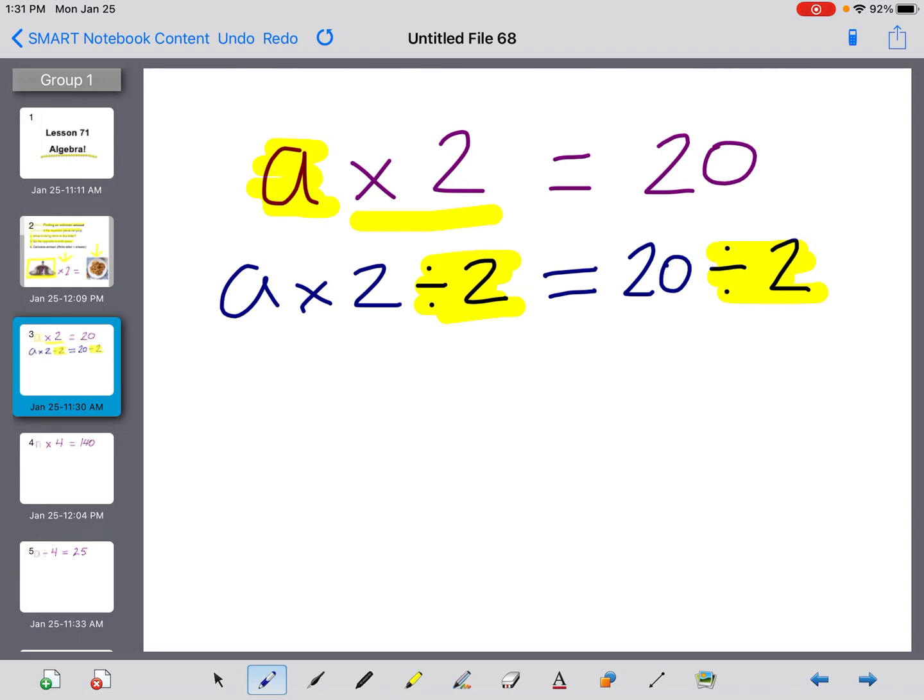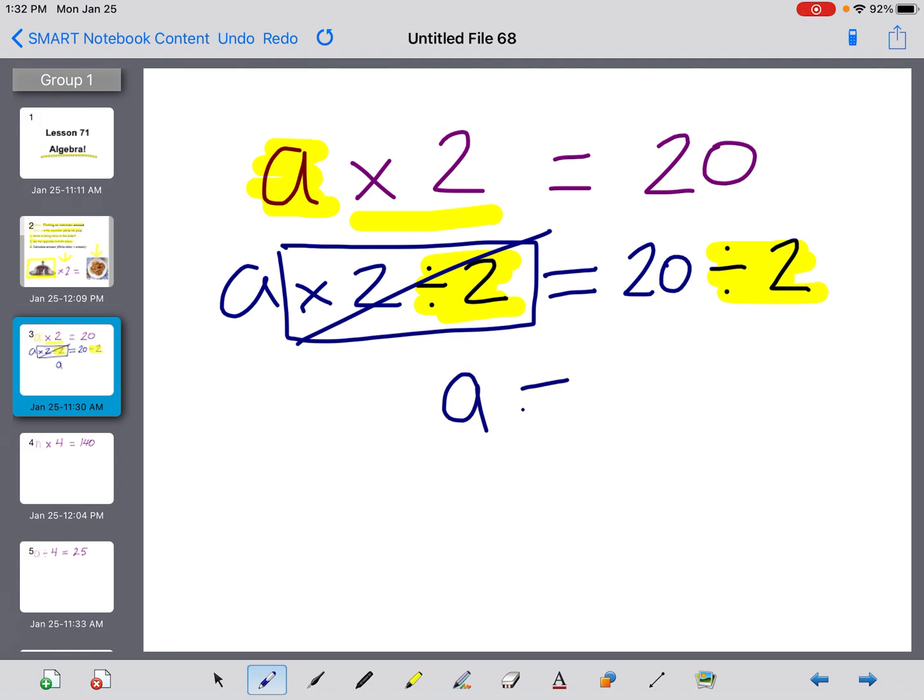Now, we learned this last time with addition and subtraction. So if I were to add 2 and then subtract 2, really those two actions have canceled each other out because they are opposites. The same thing with multiplying by 2 and dividing by 2. If you multiplied the cookies by 2 and then divided them by 2, nothing would have happened. You'd end up with the same amount of cookies. So you can actually just cross those right out. Then all you have left is the letter A.